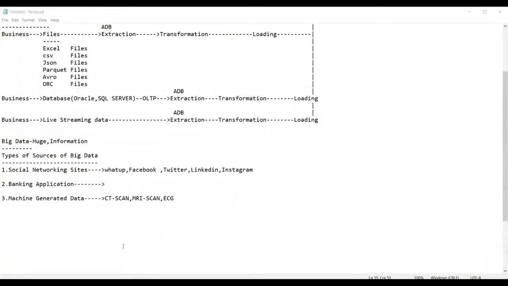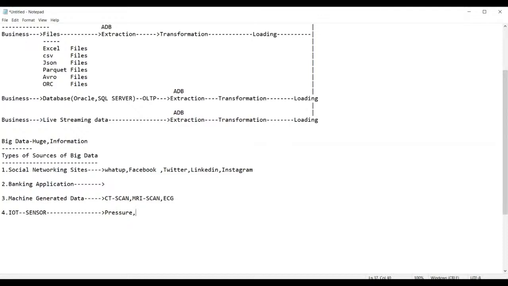So now, guys, after this, can you see here, that is machine generated data. After that, the fourth one we can consider is IoT sensors, Internet of Things. We get the data from sensors. These sensors basically measure pressure.